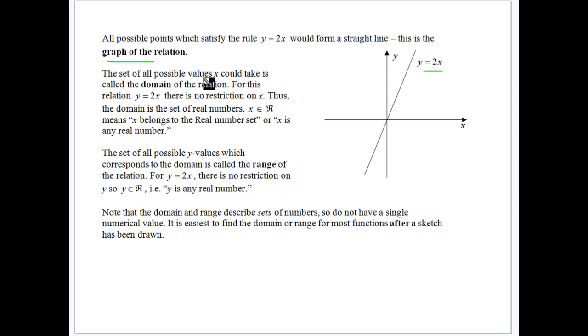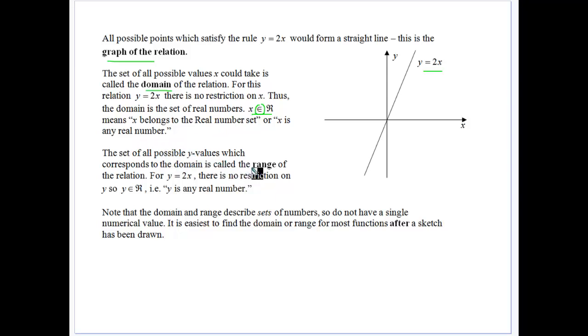The x values we take are what we call the domain. So all possible x values would be the domain of the relation, and in this case there's no restriction, so it could be any real number. We could write it like that: x is an element of the real numbers. That little symbol means belongs to the set, and that's the set of real numbers. So it basically means x can be any real number.